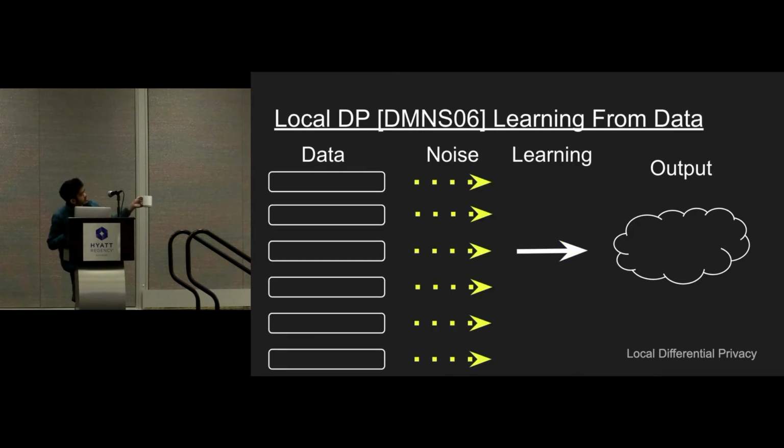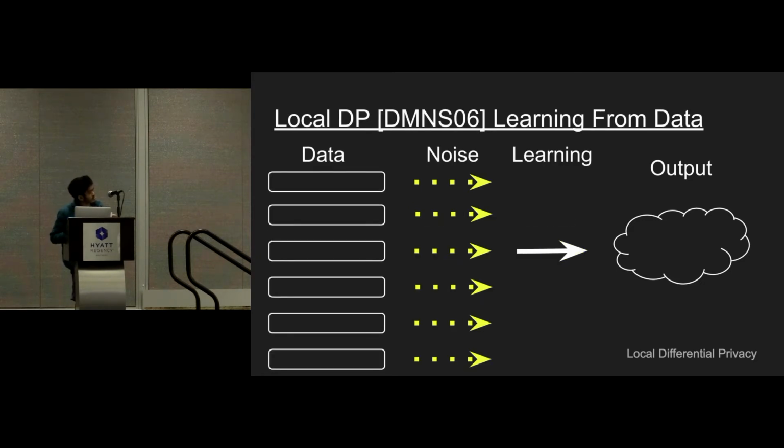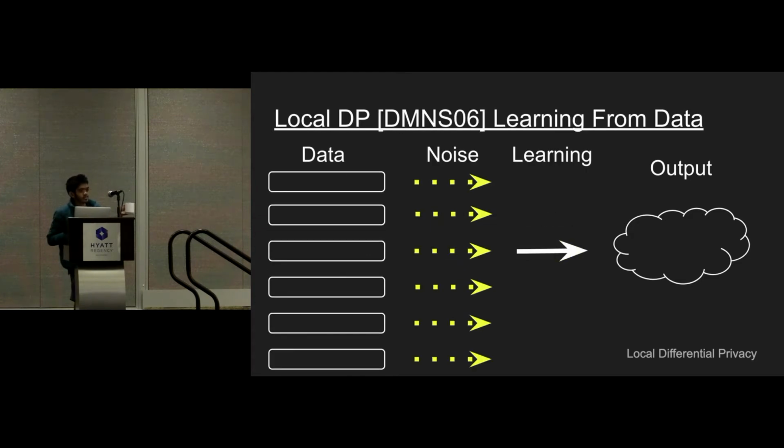One thing you'll notice is this stack of data is now slightly farther spaced apart. That's meant to represent that the data is now distributed across devices. In particular, there's no central repository that you can access. Instead, the data is distributed and you don't get to see it directly. And that's also what the arrows are meant to represent. You see the arrows of noise and learning have switched places in the local model.